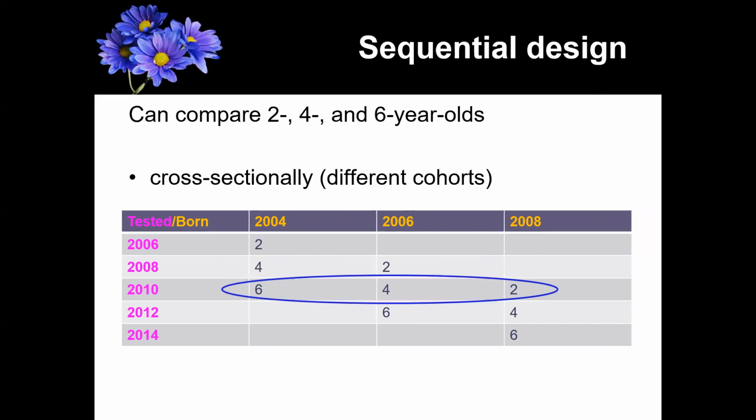Because the big advantage here is that you can look for cohort effects and you can look for time of testing effects. So basically, if you can find the effect cross-sectionally and you can find it longitudinally, well then that would suggest it's not a time of testing effect and it's not a cohort effect, right? Because you're showing it both ways. And you can analyze for different cohorts.